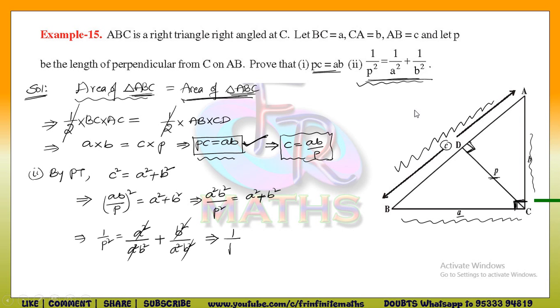So clearly I can write it as 1 by p square is equal to 1 by b square plus 1 by a square. Since we have commutative property satisfying, I can write it as 1 by p square is equal to 1 by a square plus 1 by b square. So this is nothing but the second result. These are the results which we can directly make use of while solving the problems. Okay, so this is one more important result which we need to remember, right? Next, moving on to a few more problems.